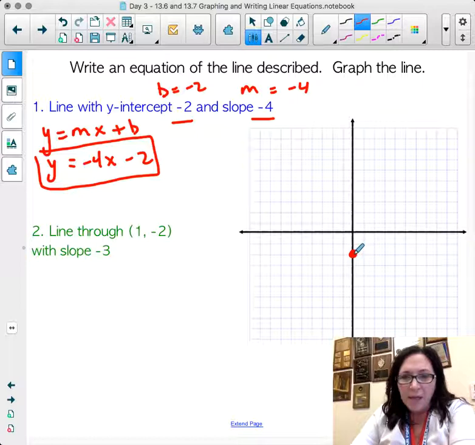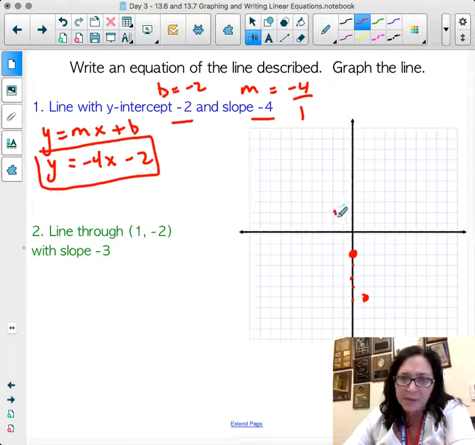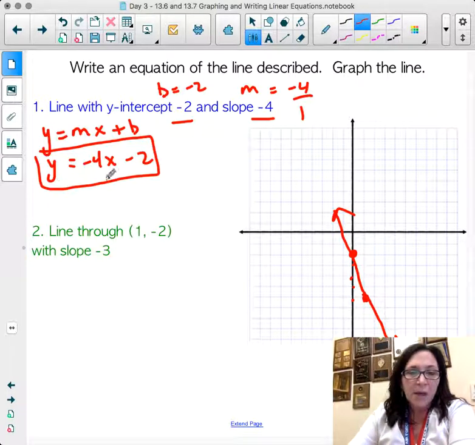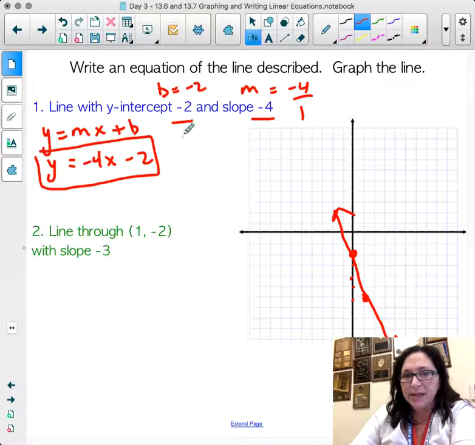-2, and then I'm going to drop down 4, 2, 3, 4 over 1. See the 1 underneath the 4? There's always a value under there. Keep in mind this is a negative slope, so it does go down like that. Okay. I would move this to the other side. Let's say this is in slope-intercept form.